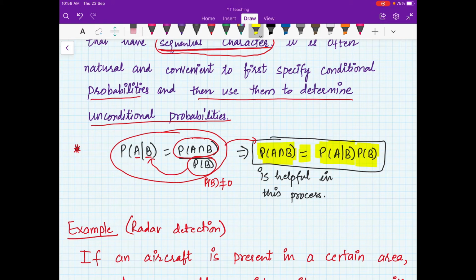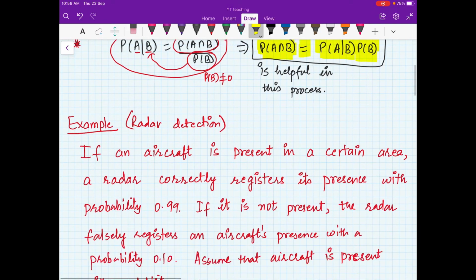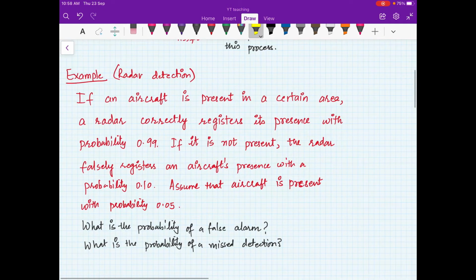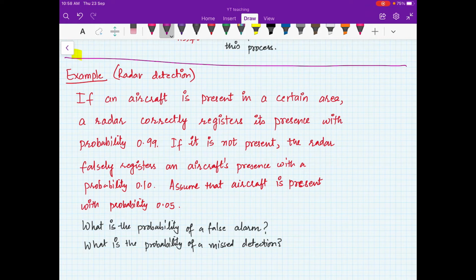I will explain everything with the help of an example. This is an interesting example, so look at it. I'll read the statement first. I try to write the statements in advance so that we don't waste time when I teach you.